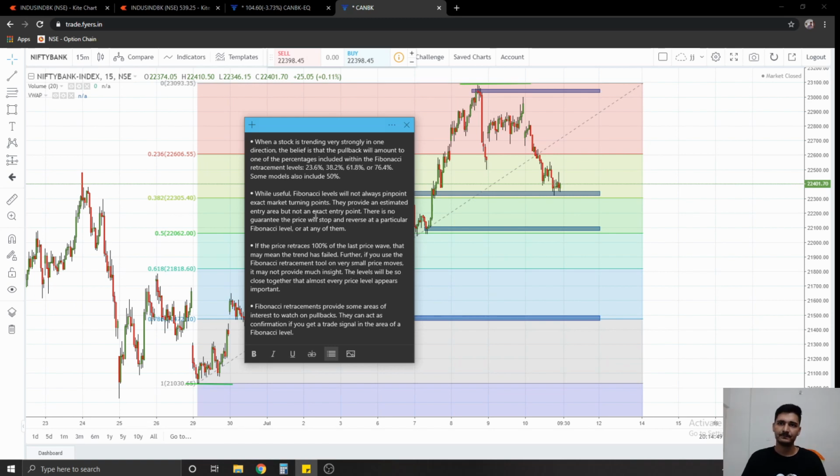Now Fibonacci retracements, keep in mind, I'm saying this again and again, they provide some areas of interest to watch on pullbacks. They can act as confirmation tools if you get a trade signal in the area of a Fibonacci level. They are not to be used as standalone tools. This is a very powerful and simple concept. You can easily apply this if you have a very basic understanding of price action.